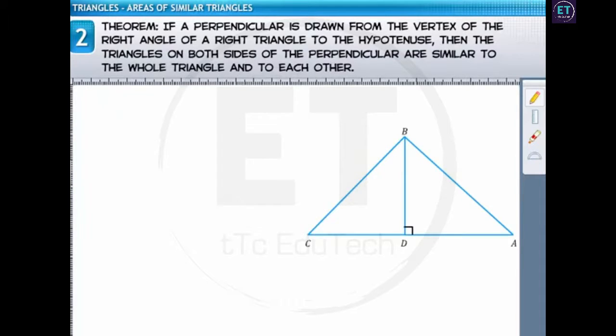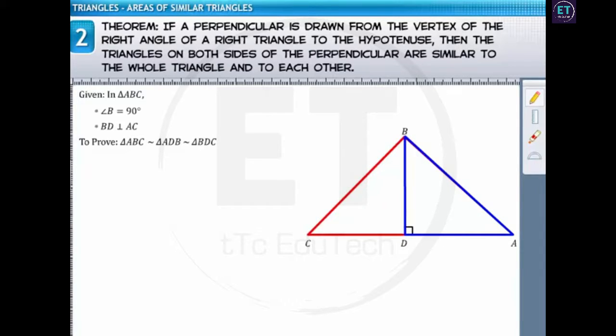Consider a right triangle ABC. It is given that angle B is the right angle and BD is perpendicular to the hypotenuse AC. Here, we will prove that triangle ABC, triangle ADB, and triangle BDC are similar. In triangles ADB and ABC, angle A is common. Similarly, angle ADB is equal to angle ABC as both are 90 degrees.